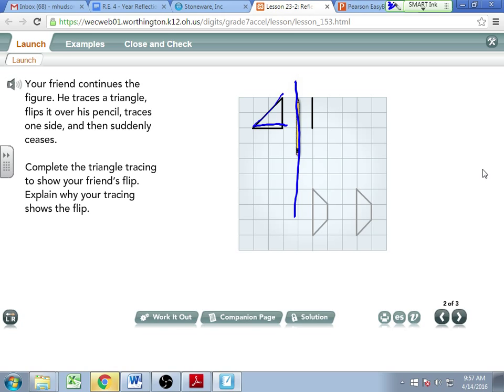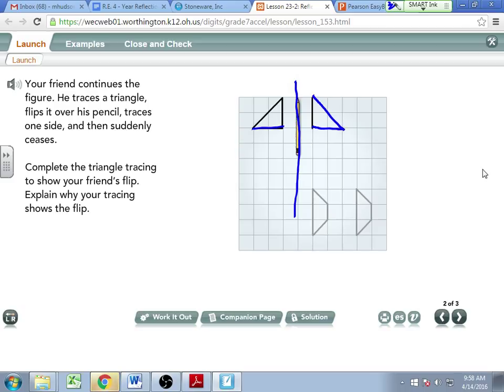Because if I did a translation, my shape would stay pointing the same direction, and this line right here would not be part of my shape. So if I reflect this, the bottom of my shape should flip and come out here, but this diagonal line, my hypotenuse, will flip over that line of reflection and go right there.